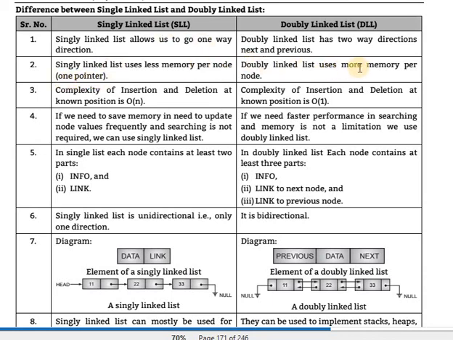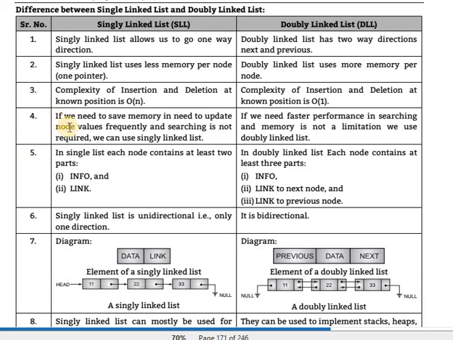Doubly linked list uses more memory per node, because in that 3 fields are there, in singly 2 fields are there. After that, complexity, third difference, complexity of insertion and deletion at known position in singly linked list is big O of n. In doubly linked list, complexity of insertion and deletion at known position is big O of 1.